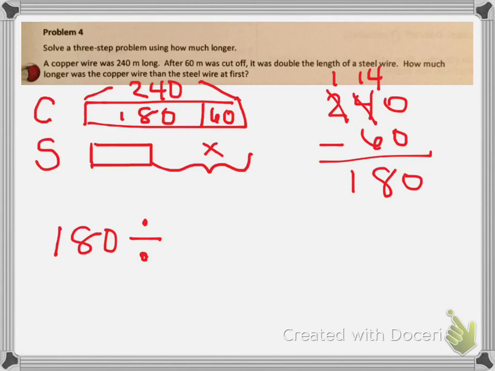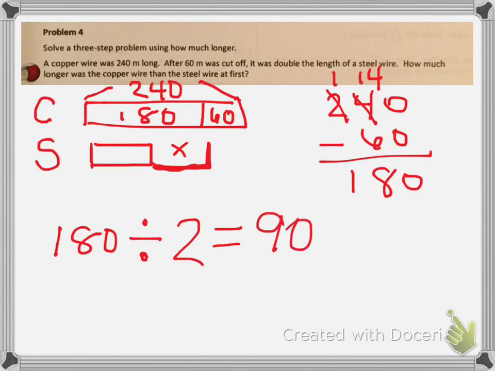Okay, 180. So now we do 180, and we're going to divide that in half because we know that after 60 meters was cut off, it was double the length of a steel wire. Okay, so double the length. Actually, let's go like this because this is what we're looking for. Okay, that's 180. So we need to divide this in half. So 180 divided by 2. Okay, 18 divided by 2 is 9, and then we can bring down that 0, so we have 90. Okay, so we know that this is 90.